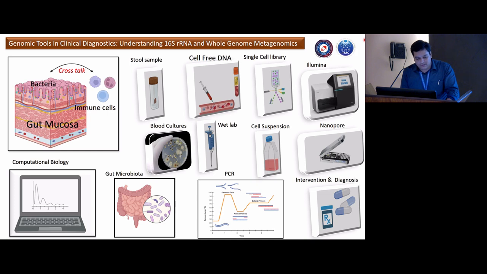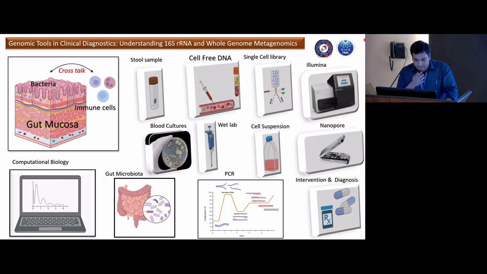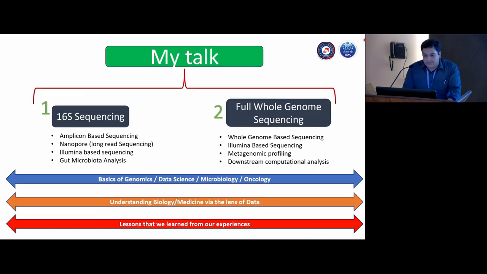So this is an overview of what I am involved in. We are involved in a lot of sequencing from stool samples and cell-free DNA, benchmarking it with blood culture reports, doing wet labs, gut microbiota studies, and basically decoding crosstalk between bacteria and immune profiles. My talk will be on two major themes.